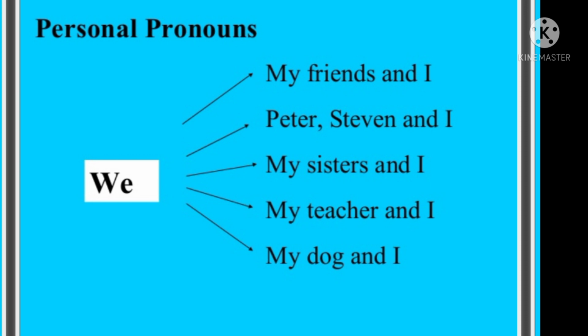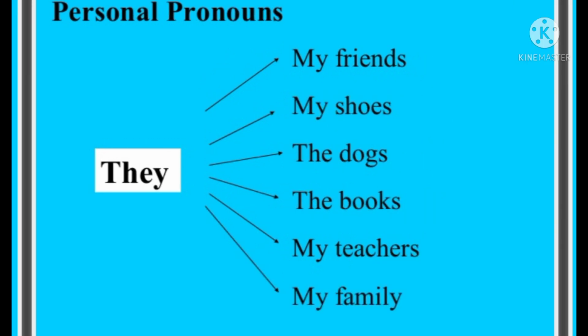So the words which replace these types of nouns are called personal pronouns, and we particularly replaces these nouns. In personal pronouns, for third person plural, we use they. Look at these words. My friends, my shoes, the dogs, the books, my teachers, my family. All these words can be replaced by a single word that's called they.